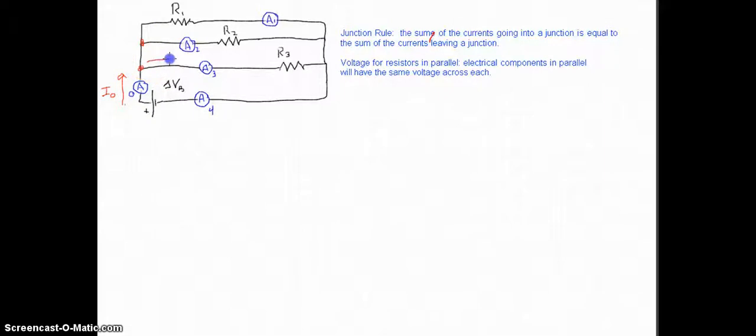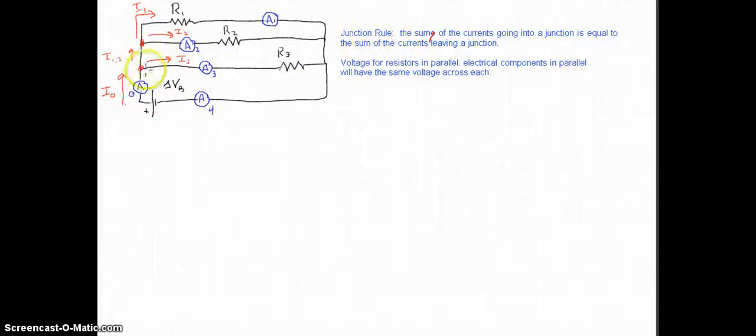We'll call this I3, and then this will be I1,2, because it splits into 2 parts here. Here, that will split again. Across the top one will go I1, and across the middle will go I2.